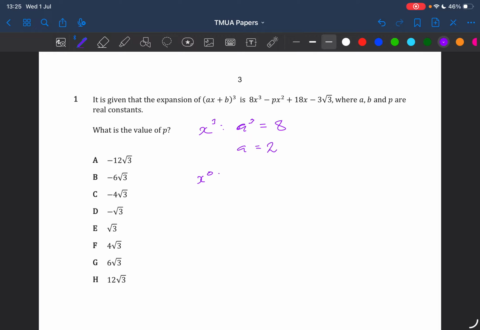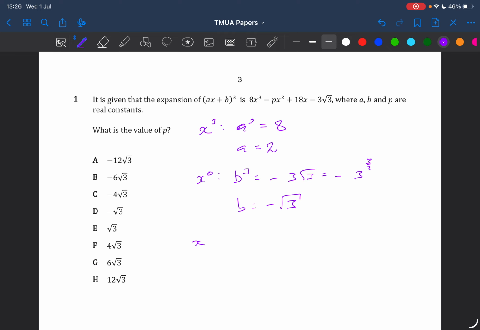Let's do the same with the constants. On the left, we have b cubed, and on the right we have minus 3 root 3. That's the same as minus 3 to the 3 on 2. So if we cube root both sides, what we get is that b is equal to negative 3 to the half, so i.e. negative root 3. That's good. How do we find p then?